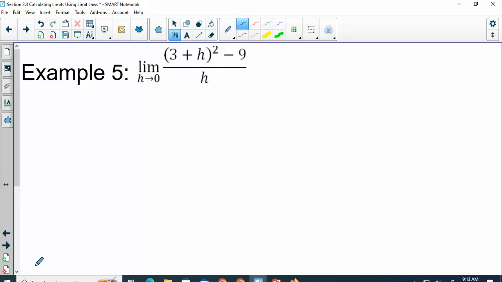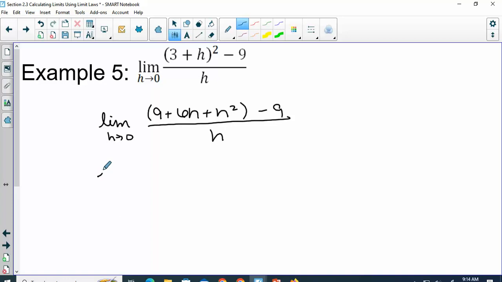Well, okay, we need something to cancel out, right? Look at the top of the fraction. What could you begin with there? FOIL. Could we just go ahead and multiply this out and see what happens? Yeah, let's do that. So this is like 3 plus h times 3 plus h. So that would be 9 plus 3h plus 3h, so plus 6h plus h squared.